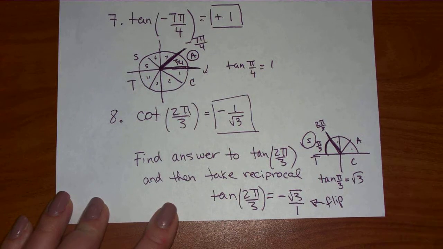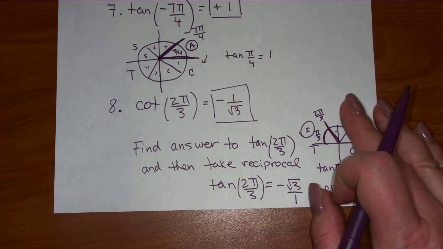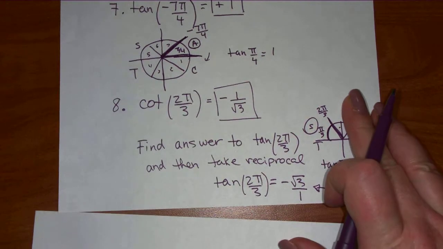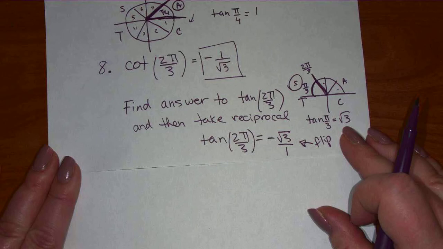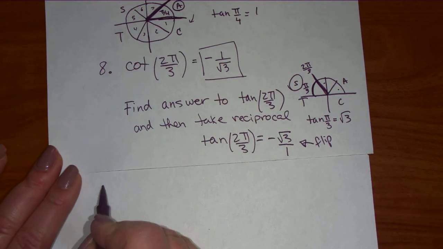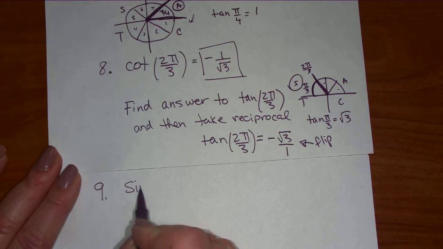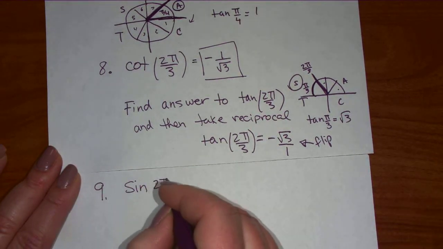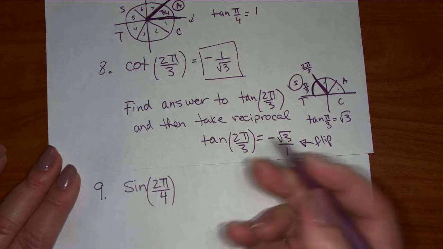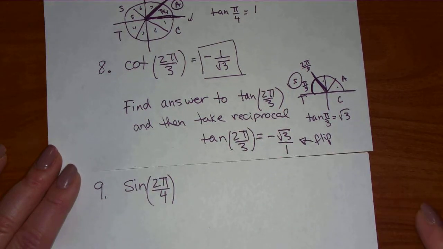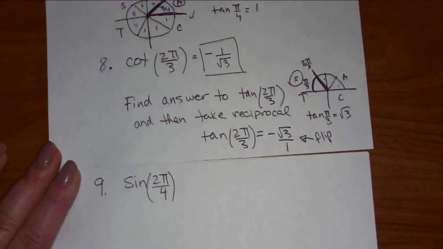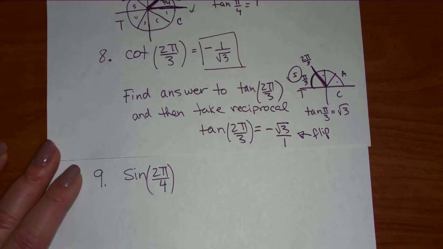Okay, so what about the next one? Sine of 2 pi over 4. So I actually wanted you to notice that you could reduce it, but if you didn't notice that, let's draw it pretending we didn't notice that it can be reduced. What can it be reduced to? The 2 cancels, so it would be pi over 2. Okay, but let's pretend we didn't notice that.